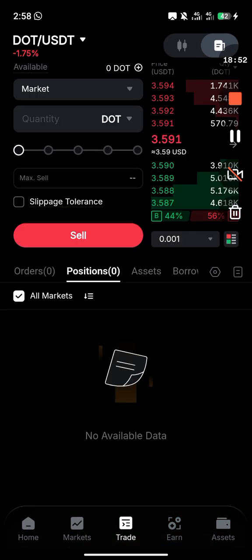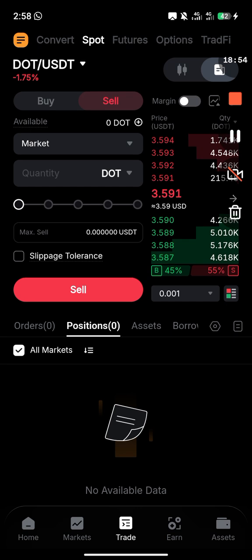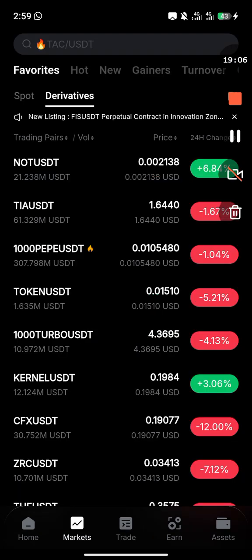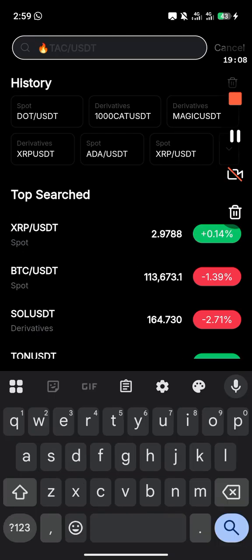Sell means that you are putting the price where you want to take off your money, after it has gone to the particular price. I told you to use your OCO. It helps you to set your take profit and your stop loss. So that's about that. Let's talk about market structure immediately.